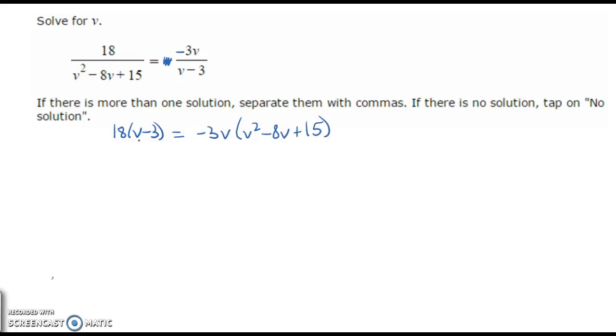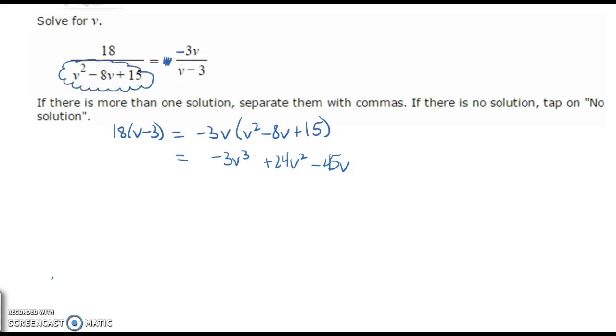And off the bat here, I'm getting a little bit concerned, because I can see on this right side over here, I'm going to have a negative 3v cubed plus 24v squared minus 45v. Oops, I forgot a squared over here. And I don't really have a lot of tools for solving cubic equations, so I'm a little nervous about this one. And it makes me think that I wonder if I shouldn't have checked factoring this thing out first, just to see what's up with that.